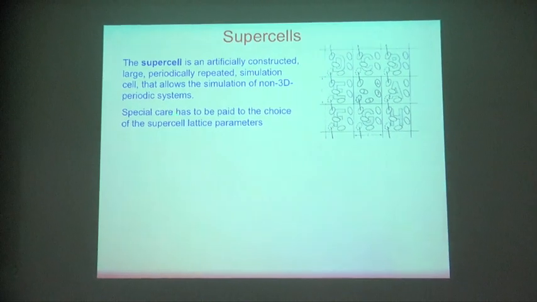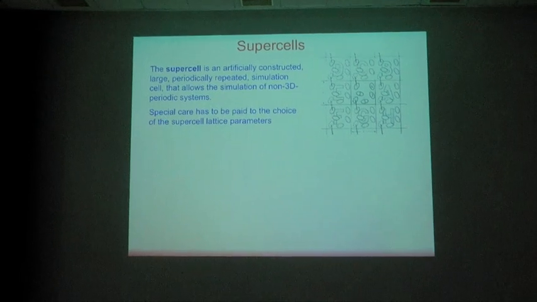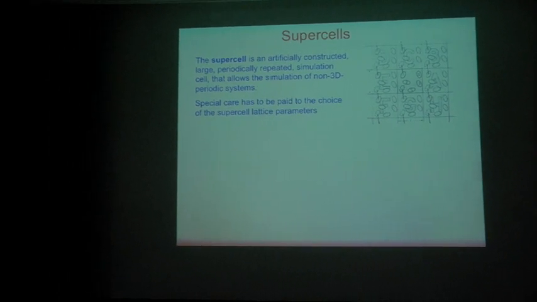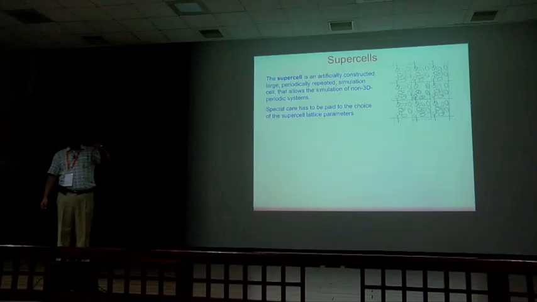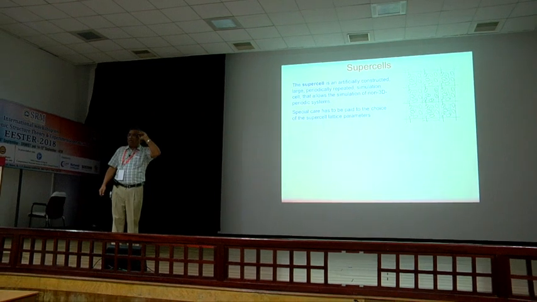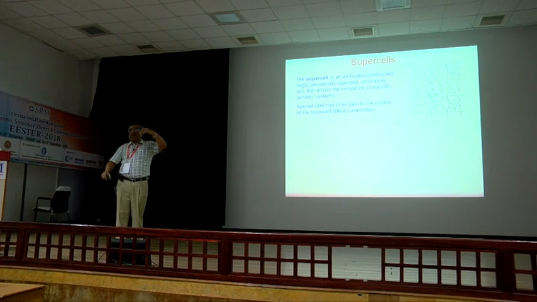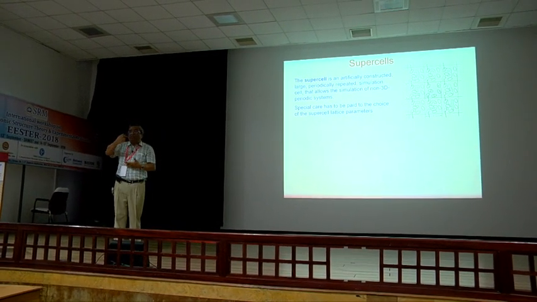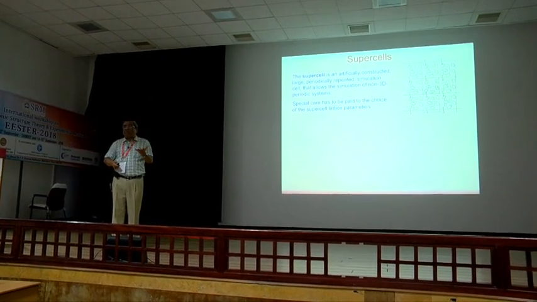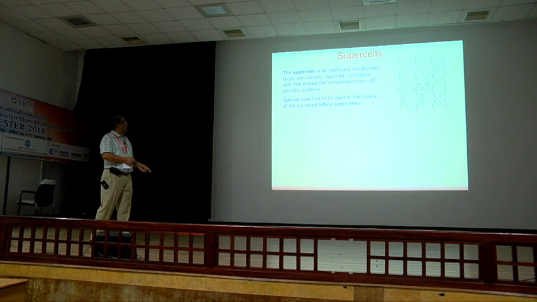So, special care has to be paid to the choice of the supercell lattice parameters. In other words, you will quite often see that I am taking a supercell 1 by 1 by 2, or even 1 by 1 by 4. And again, this was mentioned by Shobna yesterday. It depends on how the real space lattice is, because the reciprocal space will be the opposite of that in terms of the dimensions. So it's very important that whatever K mesh you use in your Brillouin zone very much depends on how you are constructing the supercell.